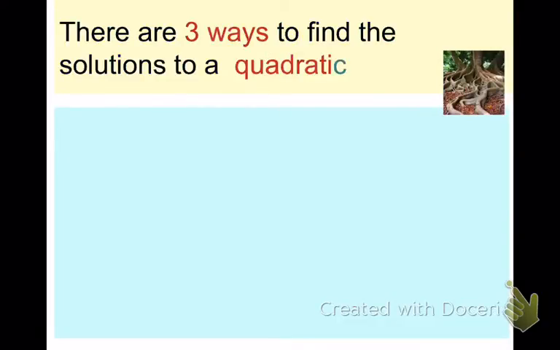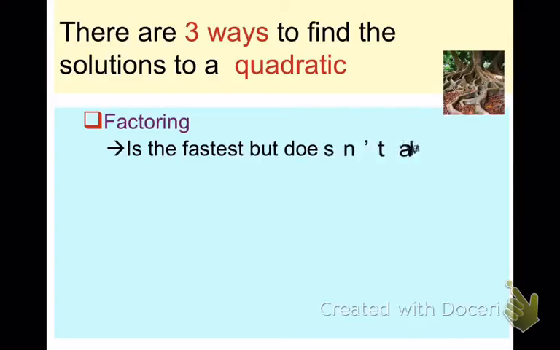So there are 3 ways to find the solutions to a quadratic. So there's 3 ways to solve for x. First way, which we're going to go over today, is using factoring, which we went over all last 2 weeks. And this is usually the fastest way, but unfortunately it doesn't always work, especially when our x factor fails. Then we can't use factoring. That's why we need 2 other ways as well.